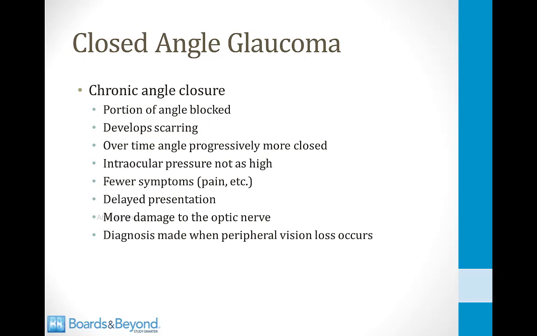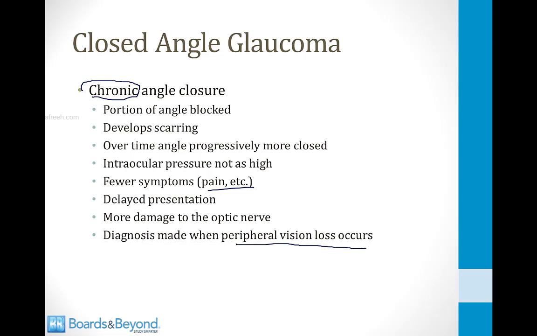There is a variant of angle closure glaucoma called chronic angle closure glaucoma, and in this situation a portion of the angle is blocked and develops scarring, and over time the angle gets progressively more closed. The pressures don't get quite as high, so there are fewer of those symptoms like pain that bring people to urgent attention. For this reason, they can have a delayed presentation, and there can be more damage to the optic nerve by the time the patient finally presents to a physician. The diagnosis is often made when peripheral vision loss occurs, because remember, peripheral vision loss occurs first before central vision in patients with glaucoma.